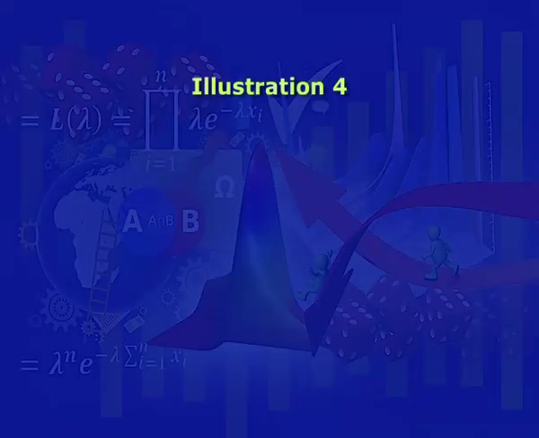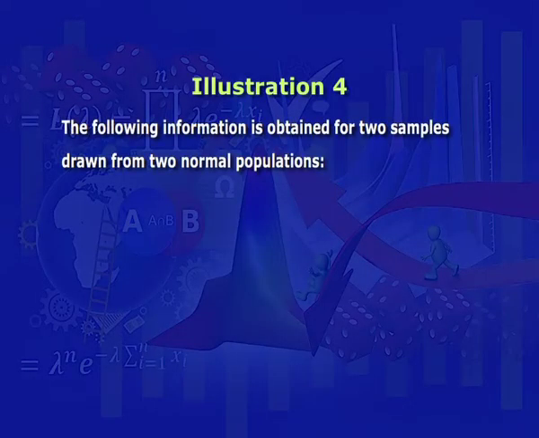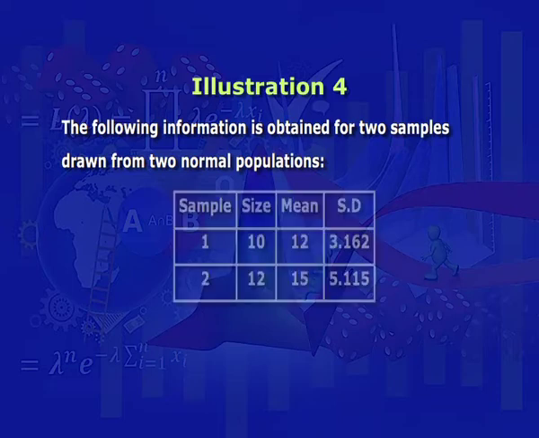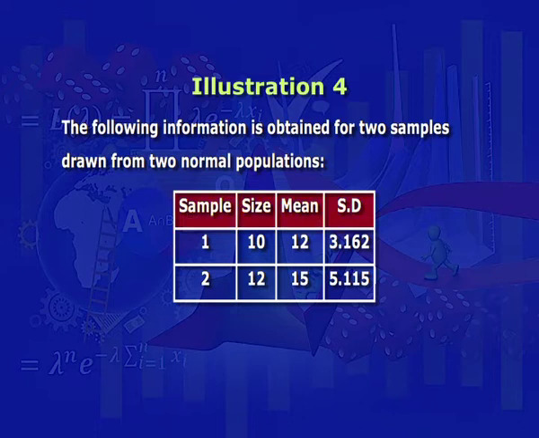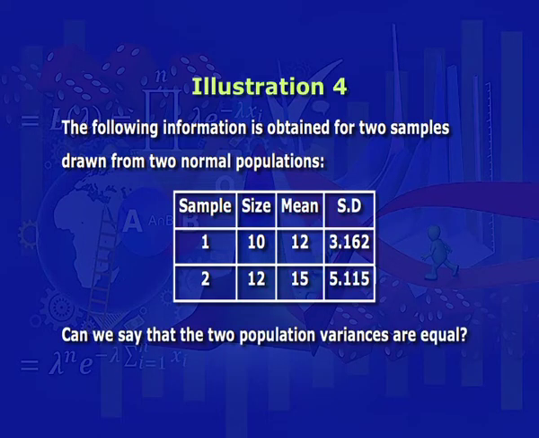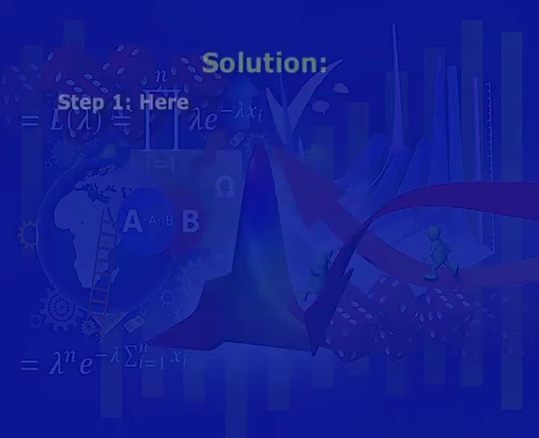Let us see illustration 4. The following information is obtained for two samples drawn from two normal populations. In the data, we have given sample size, sample mean and sample standard deviation for two samples. For sample 1, size is 10, mean is 12 and standard deviation 3.162. For sample 2, size is 12, mean 15 and standard deviation 5.115. Can we say that the two population variances are equal? Let us see the solution.